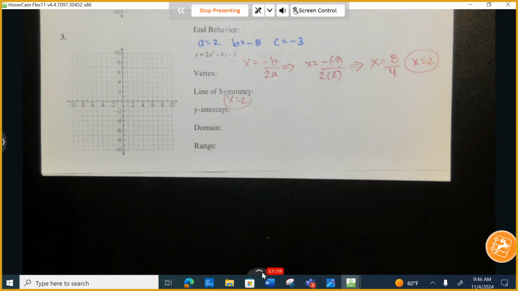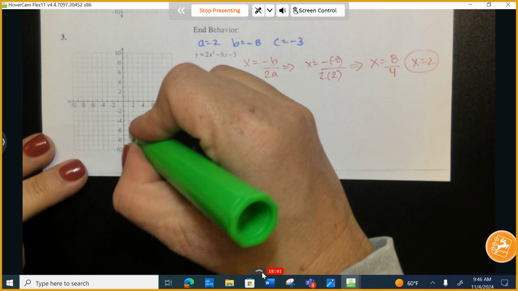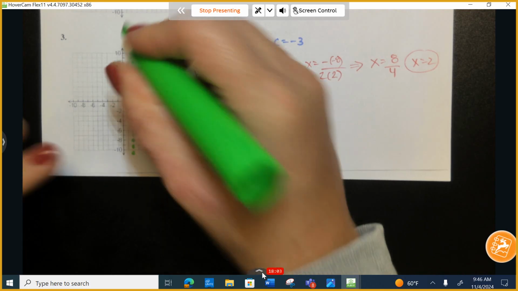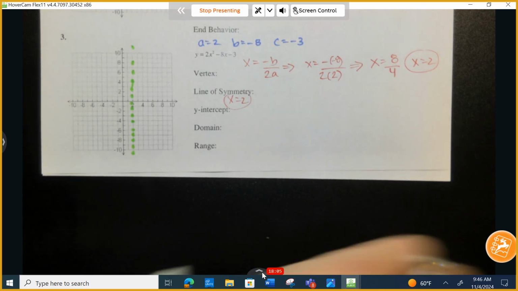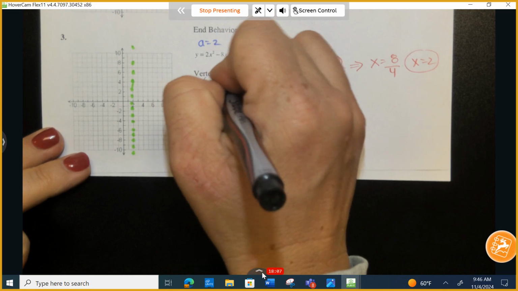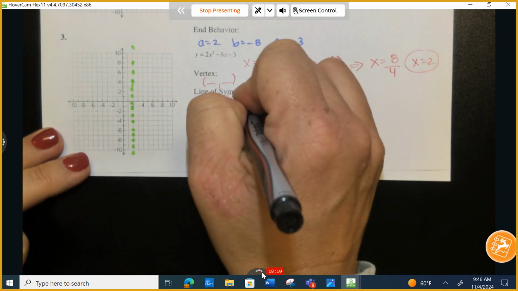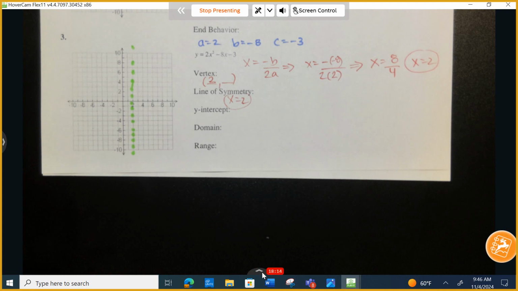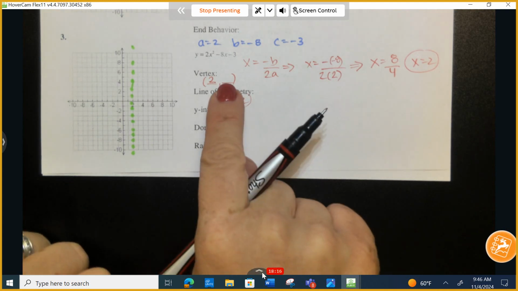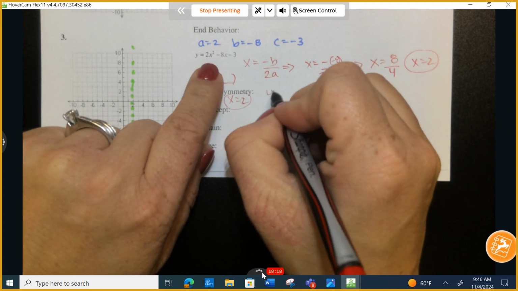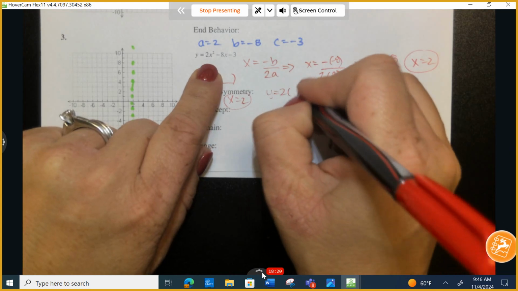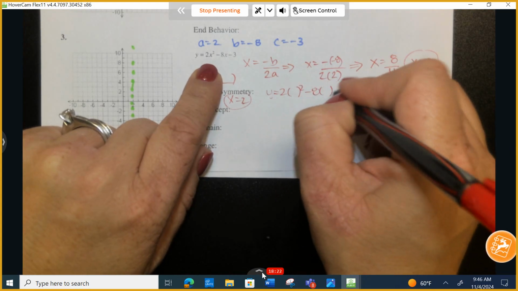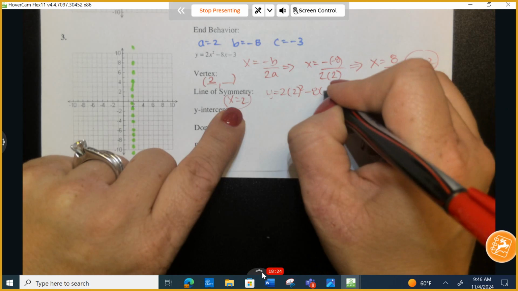So I'm going to come over to positive 2, and I'm going to make my dotted line. Your vertex always has an x and a y coordinate. The value for the line of symmetry is always the same as the x value for the vertex for quadratic functions. Now, how do I find the y? I'm going to write down the equation, and wherever I see an x, I'm going to replace it with what I've found, which is 2.